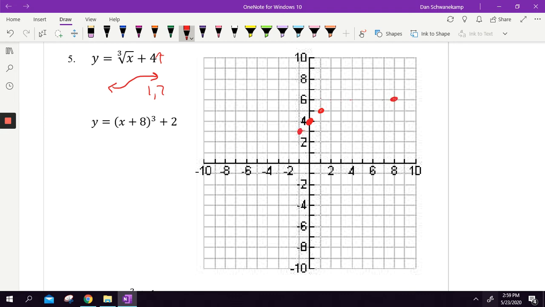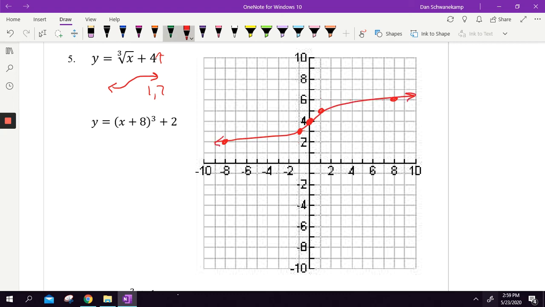Down 1 over 1. Down 1 over 7. I moved that. I missed that dot. It should be out here. I only counted to. There we go.